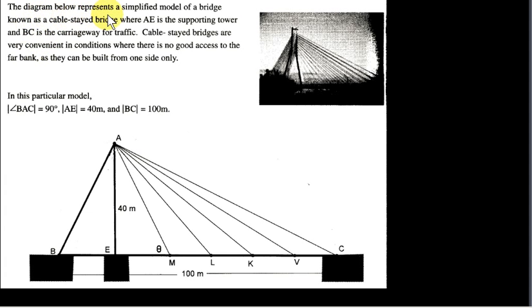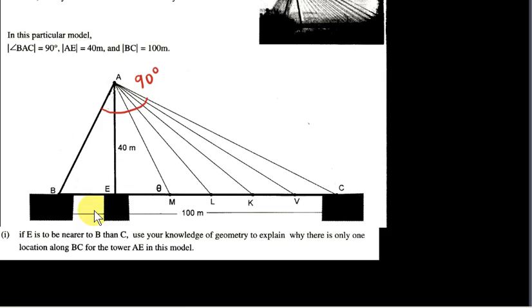The diagram below represents a simplified model of a bridge known as a cable-stayed bridge, where AE is the supporting tower and BC is the carriageway for traffic. Cable-stayed bridges are very convenient in conditions where there is no good access to the far bank, as they can be built from one side only. In this particular model, angle BAC is 90 degrees. So here is angle BAC. AE is 40 meters and the distance of B to C is 100 meters.